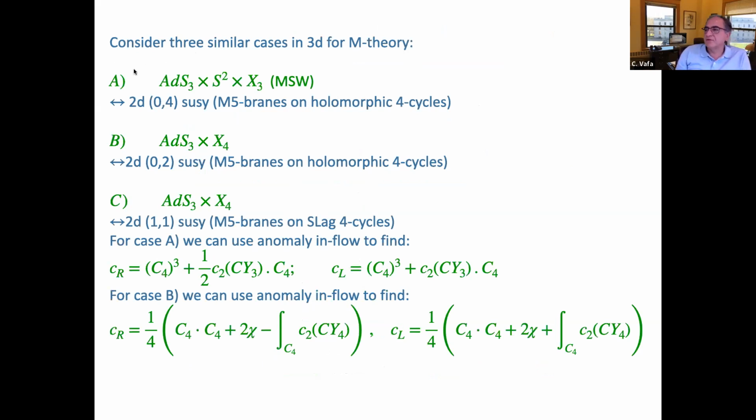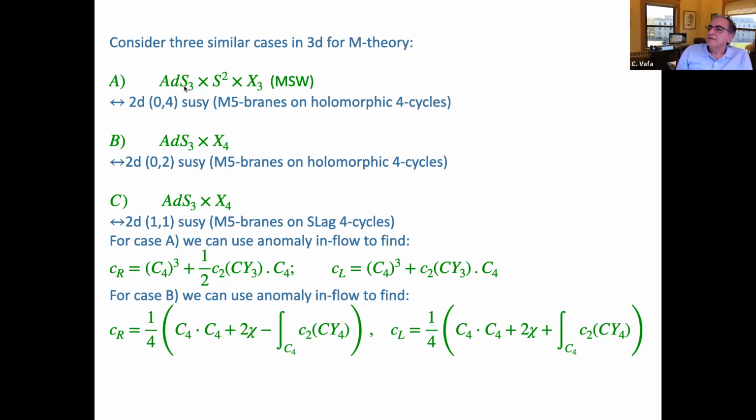So in fact, before I do this, I want to give you 3 parallel cases. One of them is already studied, and this is considering M theory on the background given by AdS3 times S2 times the Calabi-Yau 3-fold. In other words, instead of the Calabi-Yau 4-fold, I could consider S2 times the Calabi-Yau 3-fold, and this was studied by MSW. You consider an M5 brane wrapping on holomorphic 4-cycles of a Calabi-Yau 3-fold, and this gives rise to a string which is holographically dual to this geometry, which has (0,4) supersymmetry. This is similar to what we want, except that in this case, S2 times X3 is replaced by an X4, and the holomorphic 4-cycle is replaced by a special Lagrangian 4-cycle.